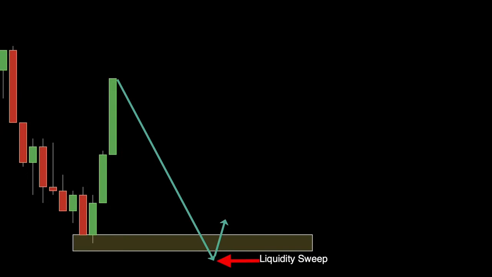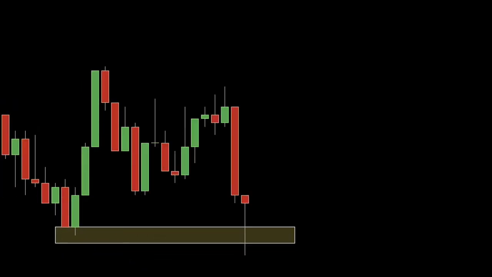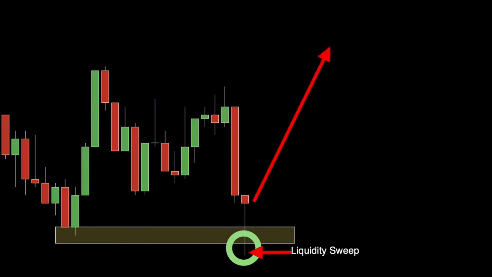What do we need to see? We should look for a breakout of the demand zone, where the price dips below the zone to trigger stop losses, and then a close back above the demand zone. This is the liquidity sweep. It tells us that smart money has absorbed the liquidity and is now ready to push the price higher.